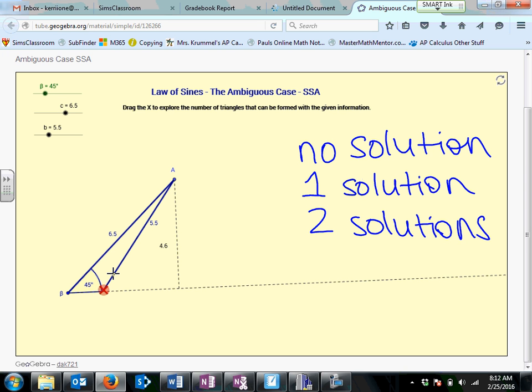So we're going to go through three different examples, laying out what it's going to look like for each case. Are there any questions about why we have these three different cases, or any questions about this picture?